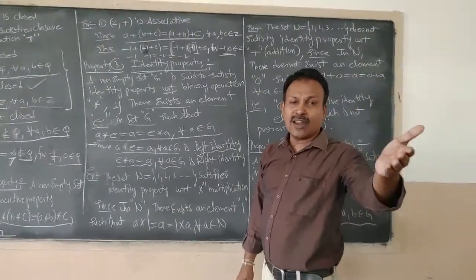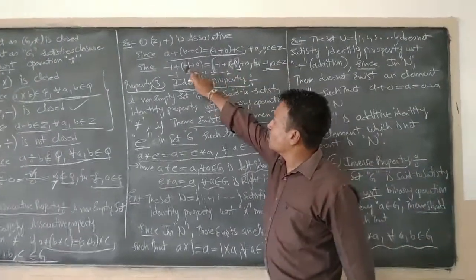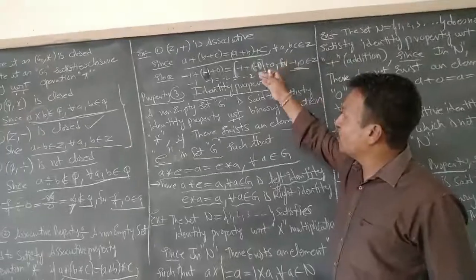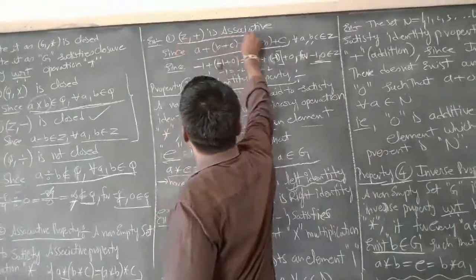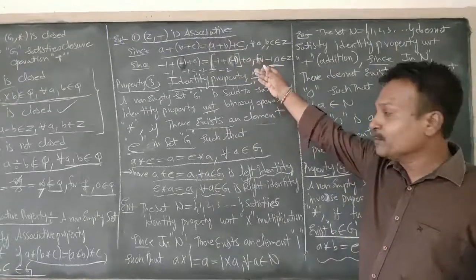to the given operation star. Here the set of integers is satisfying the associative property with respect to plus. Therefore, we say that Z plus is associative. Right. It is the example of associative property.